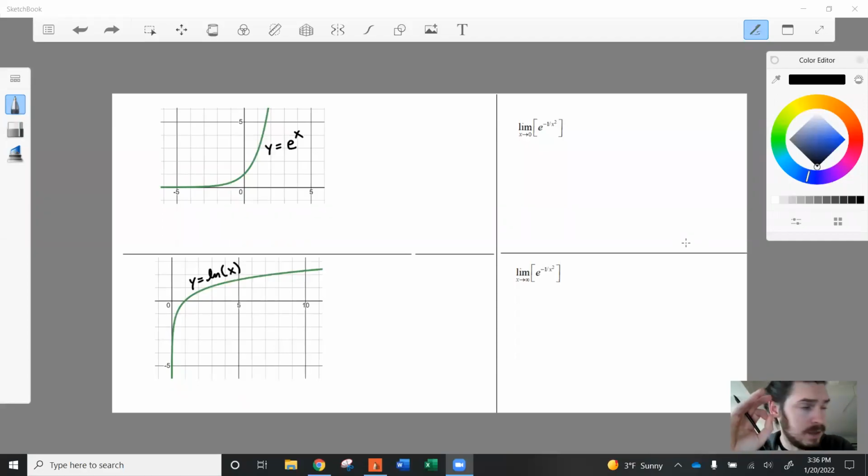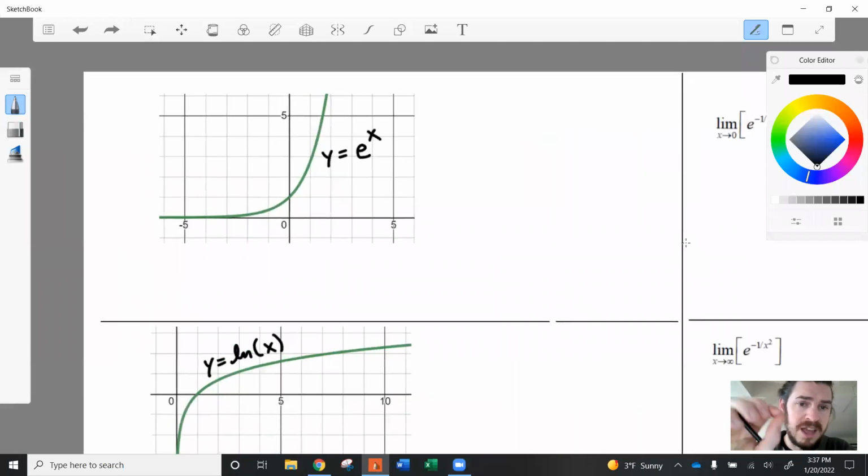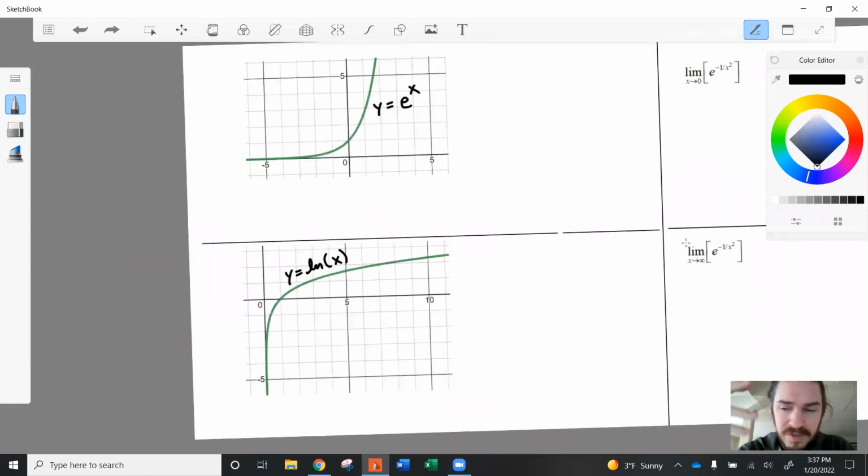All right, this is going to be the last video in this series on limits involving infinity, at least for now. Later, when we've studied derivatives, we'll return to this subject. However, the last thing I want to talk about is exponential and logarithmic functions. So first, as a review, here's the graph of e to the x, and here's the graph of the natural log of x. Let's talk about some of their limits.